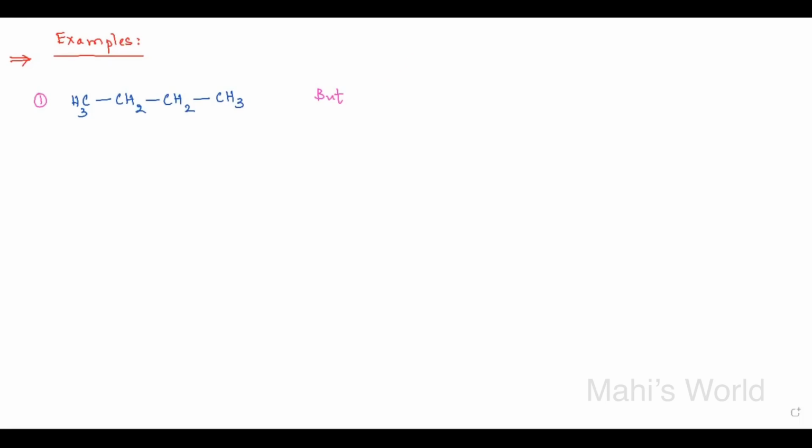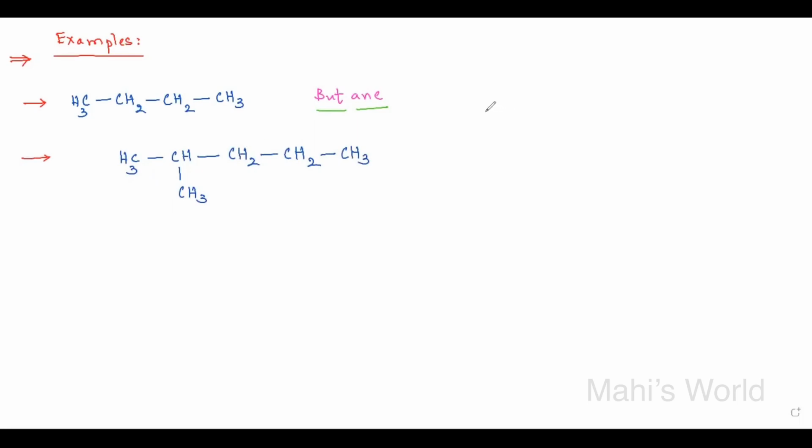But how about the primary suffix? Whether to go with "ane," "ene" or "yne." What do you see? Whether you see single bonds between carbon atoms or double bonds or triple bonds. See, single bonds are considered to be saturated, right? So in case of saturated ones, the primary suffix is "ane." That's it. So this is the name of your compound. Is this okay?